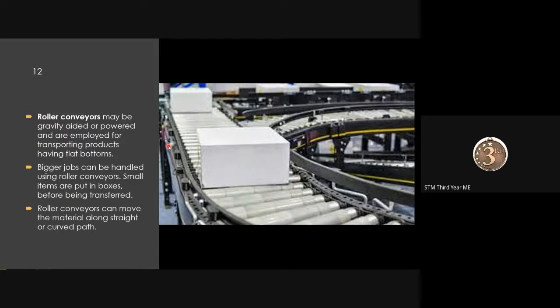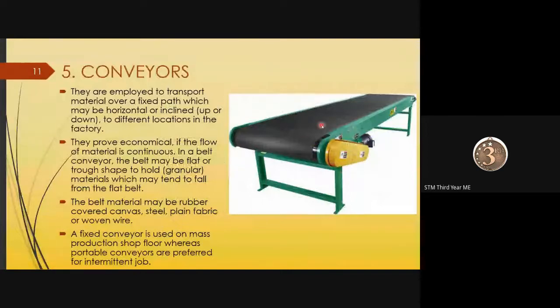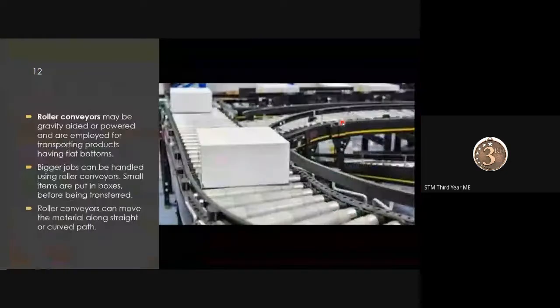Ideal components are flat components that have flat bottoms. You can see this one. This is a packed container, and it has a flat bottom. Both the top and bottom are flat, and this type of packing is very crucial for roller conveyors. Only then can it transport efficiently. But for smaller items and irregular shapes, belt conveyors are more than enough. So those are the two types of conveyors.